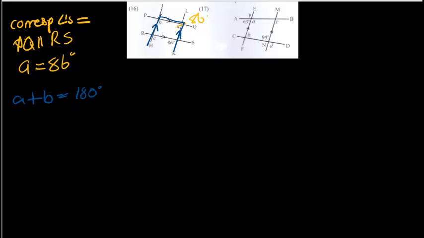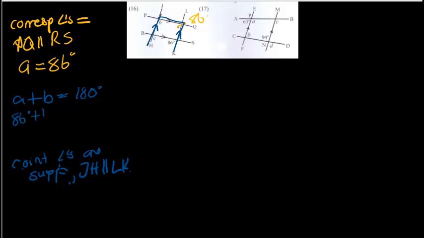A plus B is equal to 180 degrees. And the reason for that is that co-interior angles are supplementary. And for co-interior angles to exist, I need to have parallel lines. So I know that JH is parallel to LK. So A is 86 degrees plus B is equal to 180 degrees, minus 86 on both sides. B is going to be equal to 100 minus 6, which is 94 degrees. So I now know that B is 94.